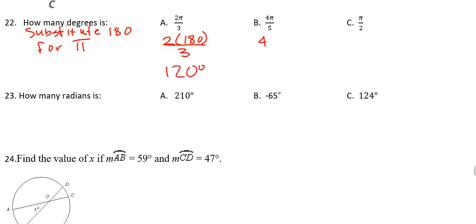Here we're going to do 4 times 180 divided by 5. When we do that, we get 144 degrees. And here we're going to do 180 divided by 2. That's 90 degrees. So that's how we convert from radians to degrees.